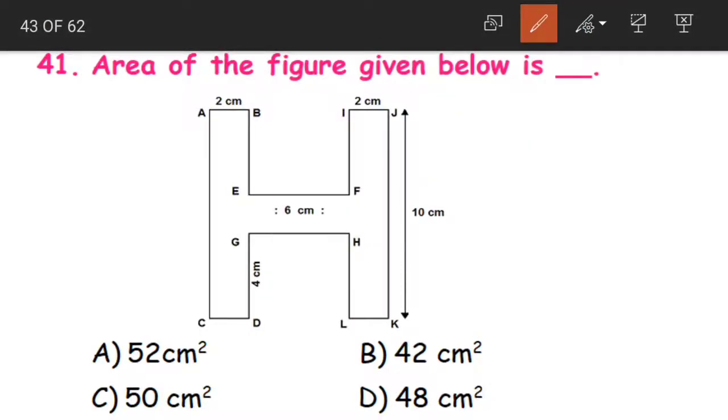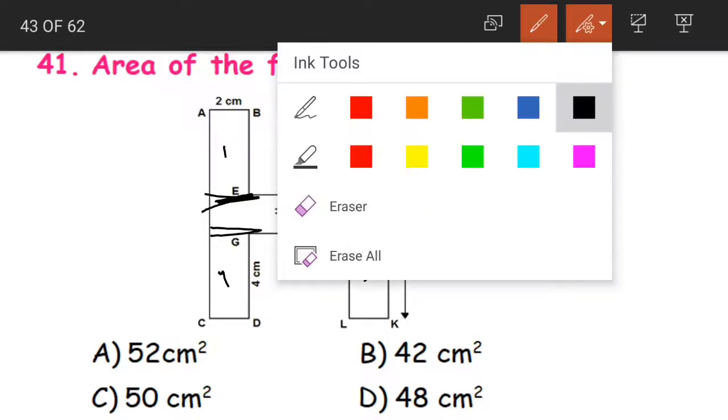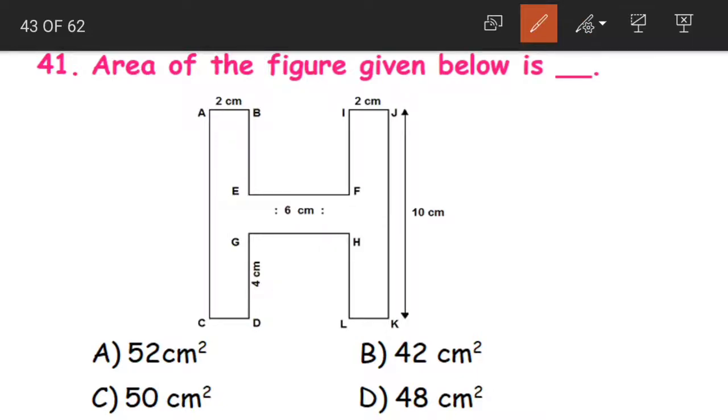Again we have to divide the figure into many parts like this, because we know how to find out the area of only rectangles, squares and triangles. We cannot find out the area of this H shape. So this is our new figure. We are having 1, 2, 3, 4 and 5 rectangles. So the combined area of these 5 rectangles will be equal to the area of the entire figure.